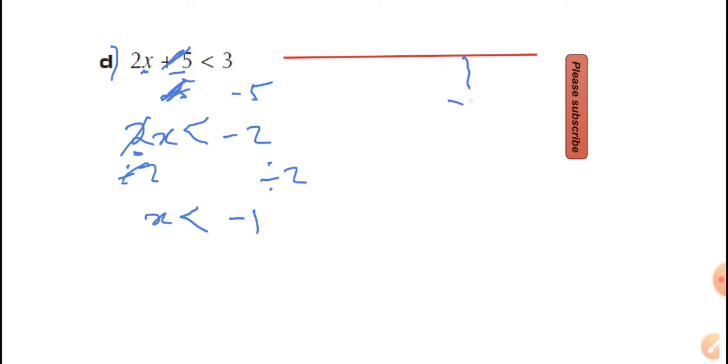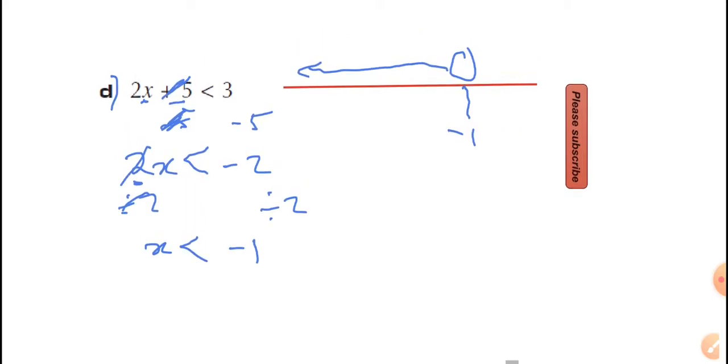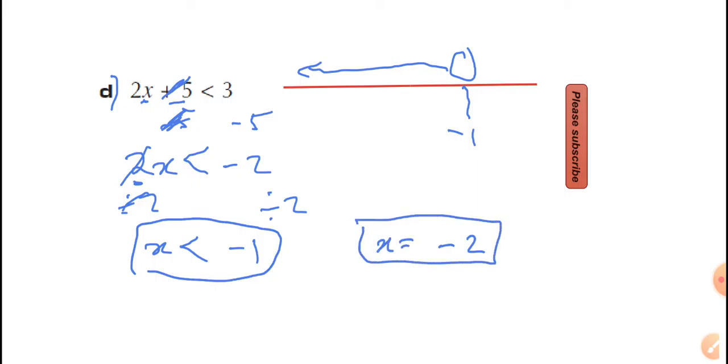On the number line, write minus 1. Draw your circle, and it has to be less, so the arrow has to go this way. Because it's less than, not equal to, I just leave the circle unshaded, open. So this is the answer. If they asked you to give the largest possible whole number that x could be, the answer would be minus 2, because x is anything less than minus 1. The largest possible whole number that x could be is minus 2.